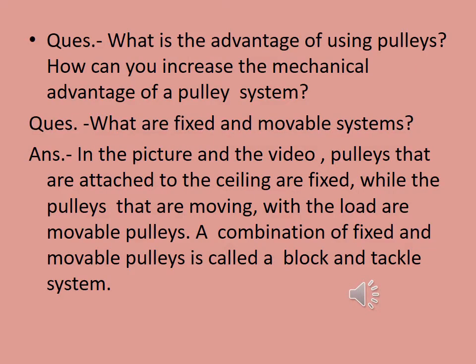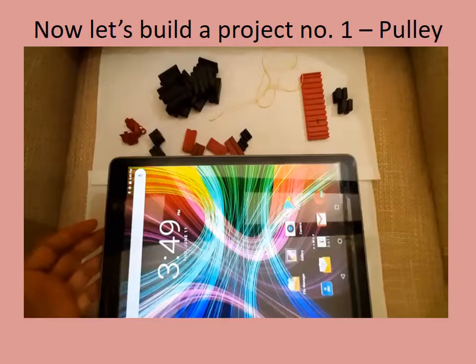What is the advantage of using pulleys? How can you increase the mechanical advantage of a pulley system? What are fixed and movable systems? In the picture and the video, pulleys that are attached to the ceiling are fixed, while the pulleys that are moving with the load are movable pulleys. A combination of fixed and movable pulleys is called a block and tackle system.